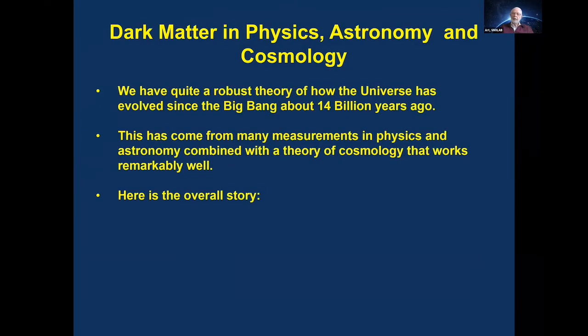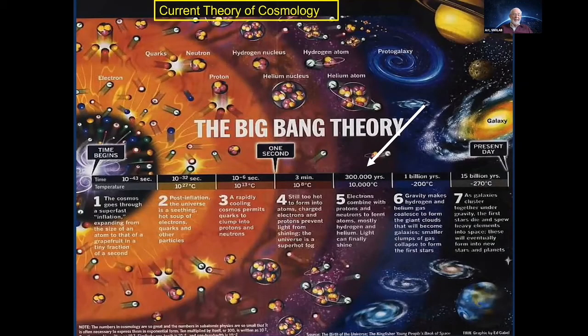Now, we have quite a robust theory of how the universe has evolved since the original Big Bang about 14 billion years ago. And this has come about from many measurements in physics and astronomy, along with the theory of cosmology. Let me tell you a bit about that, and then the others will tell you about the experiments we're doing today to try to understand more about dark matter. So here's the overall story of what we think the universe's evolution looks like. On the order of 14 billion years ago, there apparently was an enormous explosion. We only really know what we can learn from the information following that explosion.